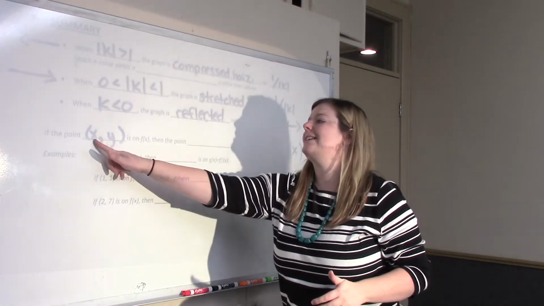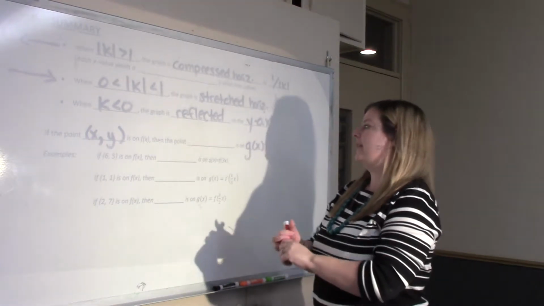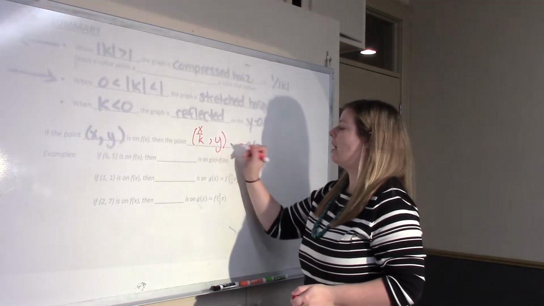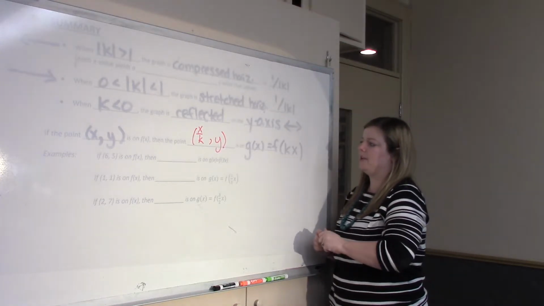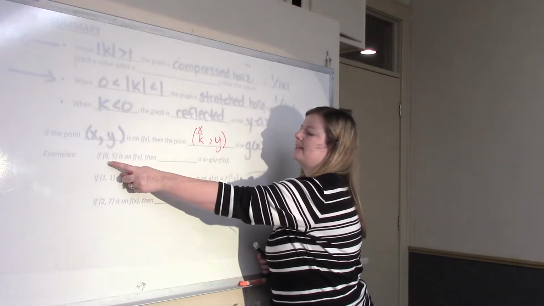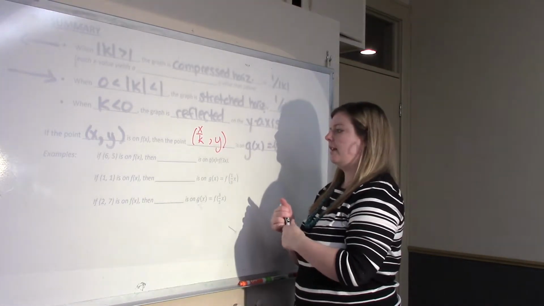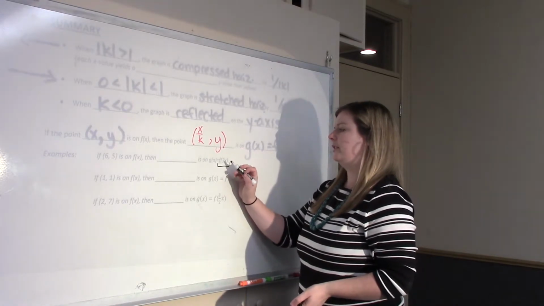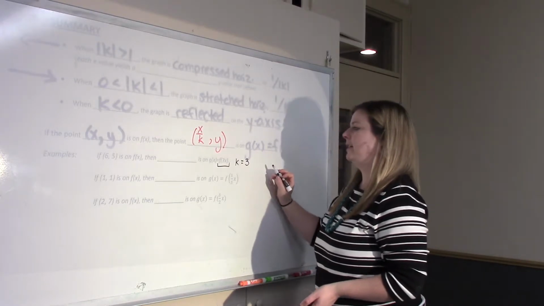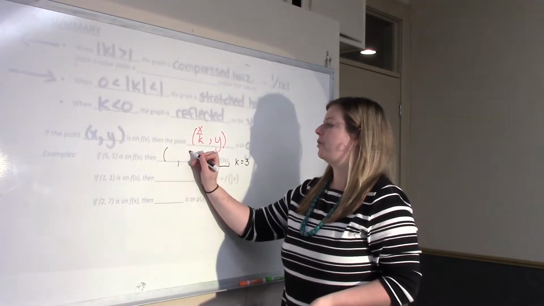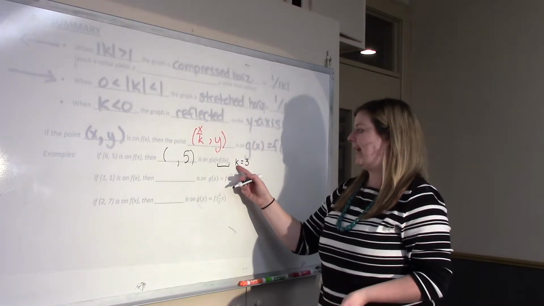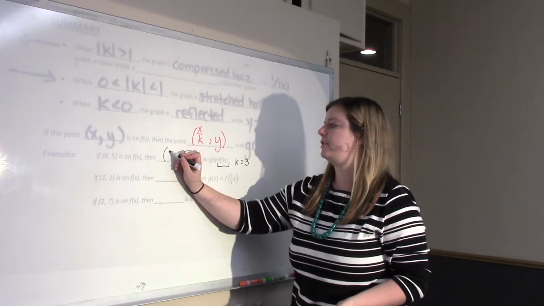So if the point (x, y) is on f of x, then the point (x over k, y) is on g of x equals f of kx. What do I mean by that? Well, if you have the point (6, 5) on your original function, and your new function is f of 3x, that means your k value is equal to 3. So your y value stays the same, but your x value is just divided by k. So 6 divided by 3 is 2.